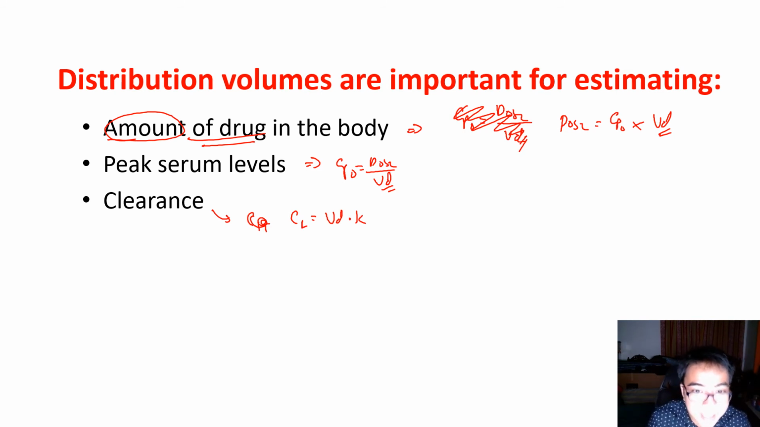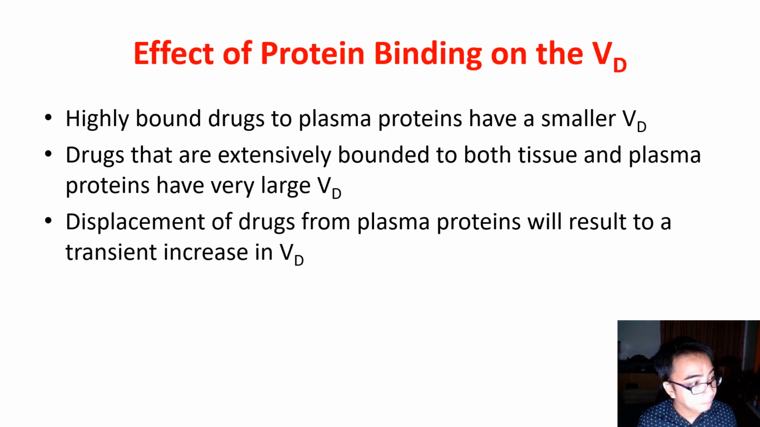So, clearance is equal to volume of distribution multiplied by the elimination rate constant. Okay? And if you still remember, K can be computed using the half-life: 0.693 divided by half-life. Sometimes I'll be giving you case studies wherein I'll just give you the half-life, so you will compute the K of the drug, or the elimination rate constant.